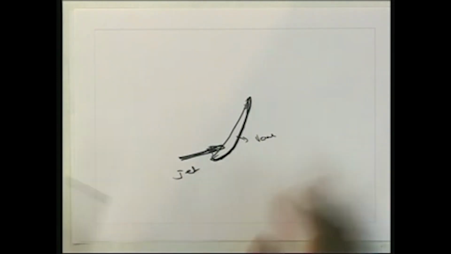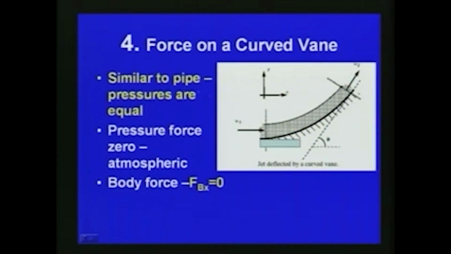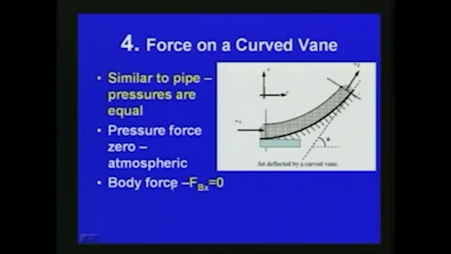Here, similar to the pipe, the pressures are equal. You can see that everything is atmospheric, so we do not consider the pressure force. The pressure force is atmospheric, so we can consider it 0, which is very similar to the pipe case we have seen. Also, in this particular case we do not consider the body force, so Fbx is equal to 0.